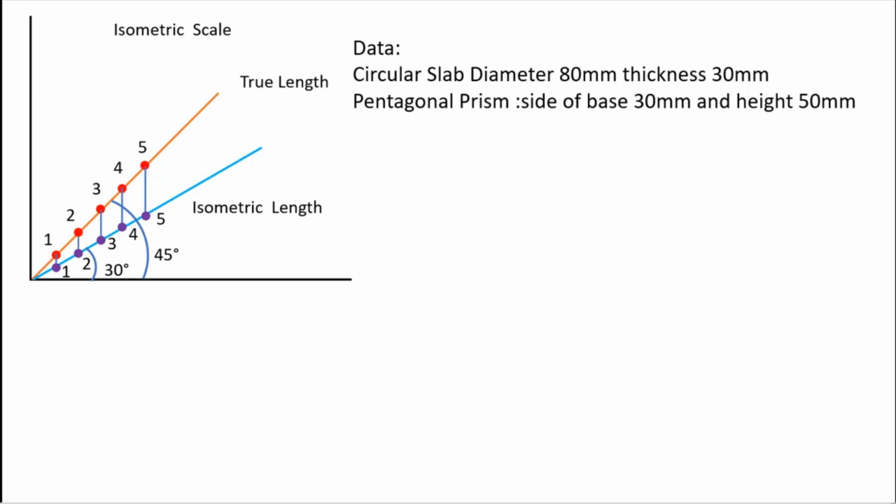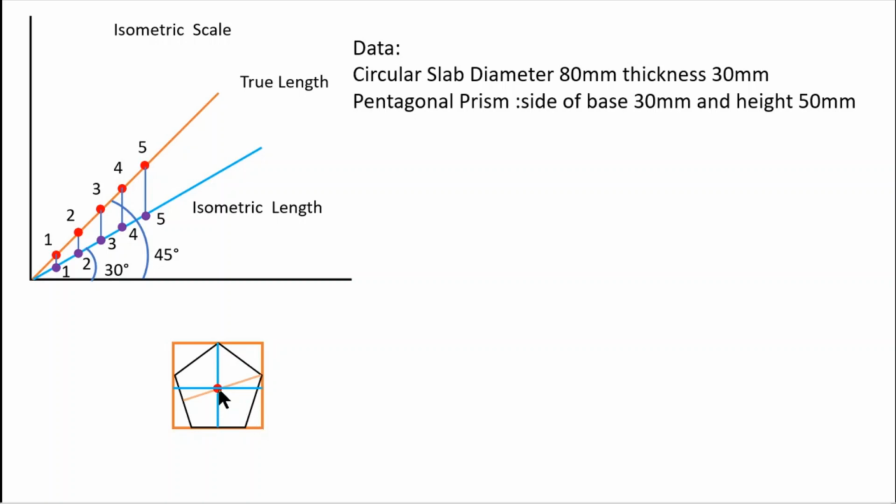We start the construction by first drawing a pentagon of isometric side length 30, which we measure on the isometric scale from the origin to point 3. After having drawn the pentagon, we find the center of the pentagon by drawing angle bisectors, and the intersection gives us the center of the pentagon. Through this center, we'll draw a horizontal and vertical and enclose this pentagon within a rectangle as shown.